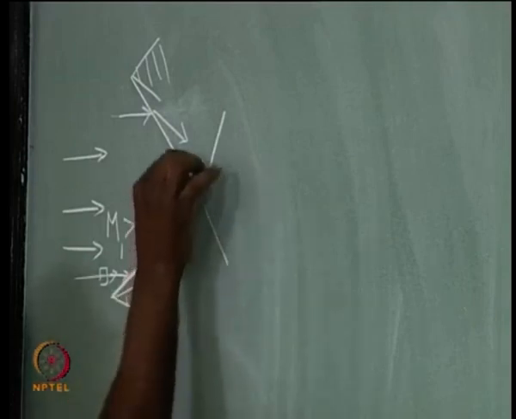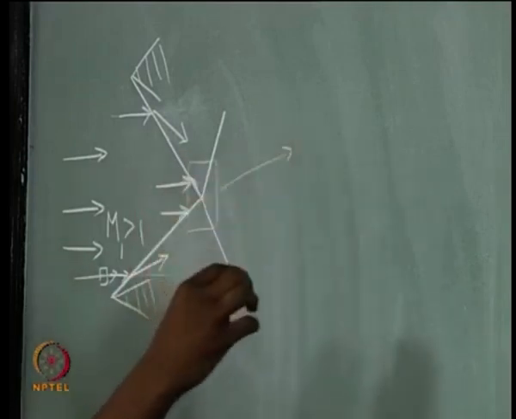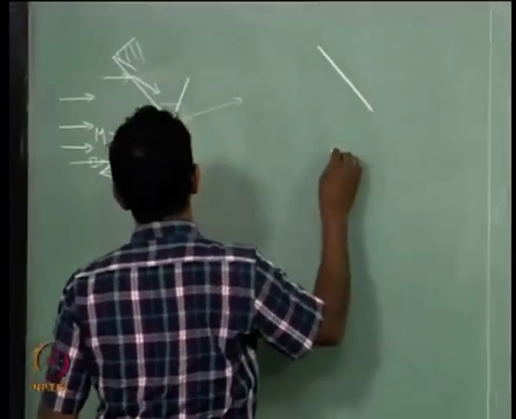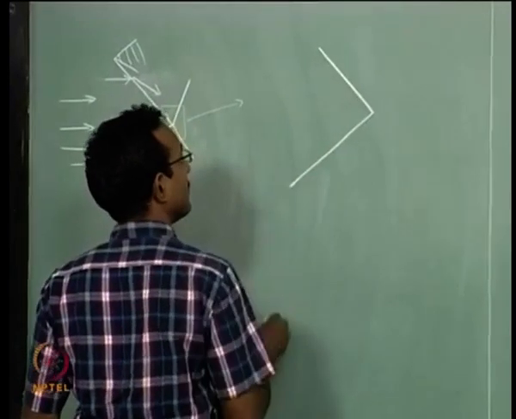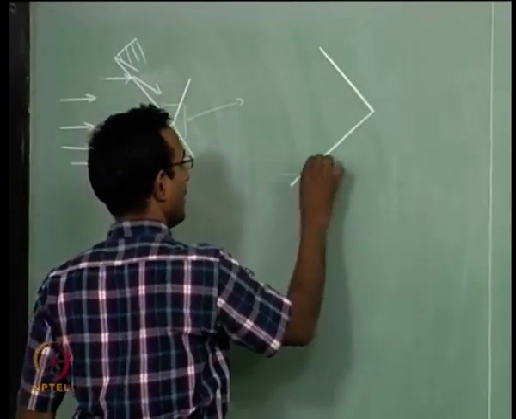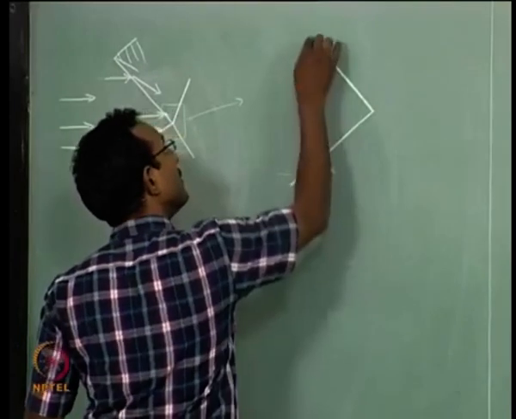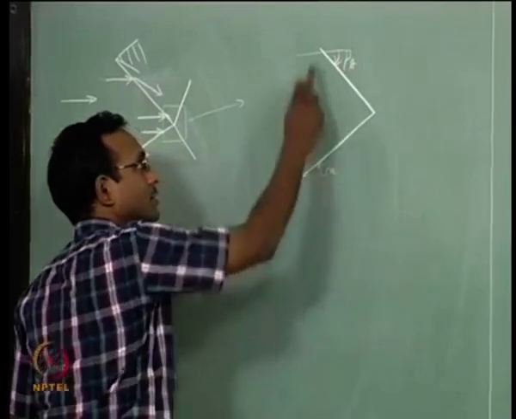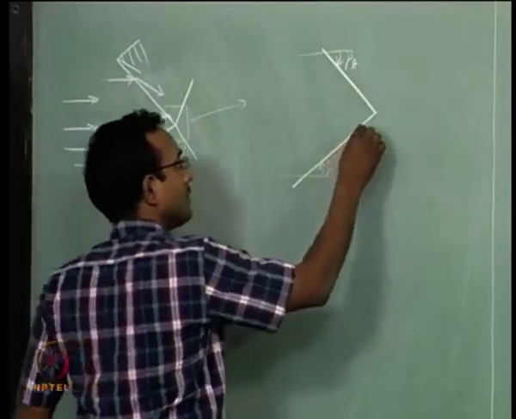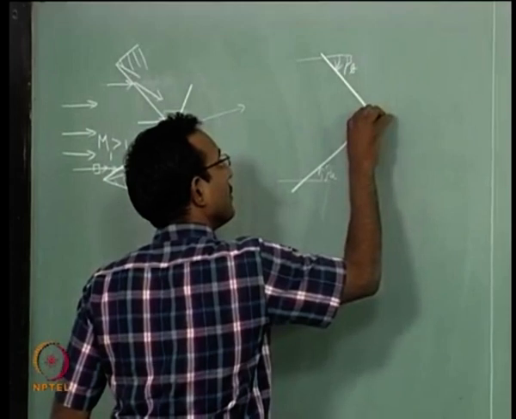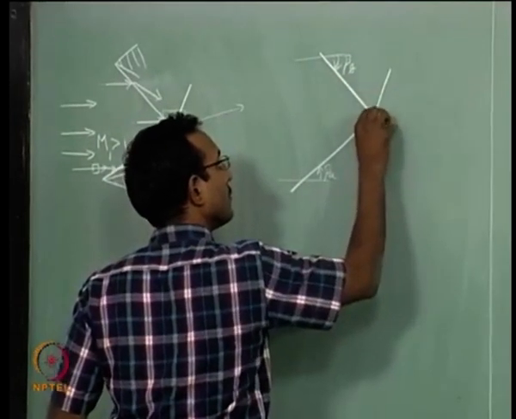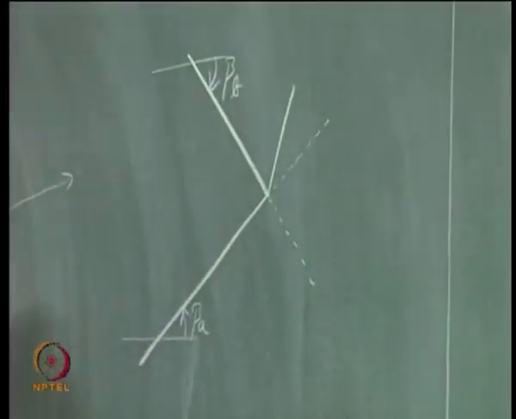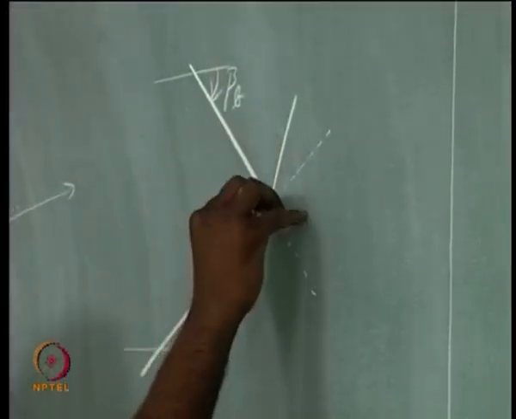Now let us zoom into this region and draw a separate, much bigger picture here. I am going to say that this is my beta A and this is my beta B, and this is your right running shock, this is your left running shock. Now I will extend these shocks as if they are going straight without any interaction, and then I will draw these lines with respect to that.